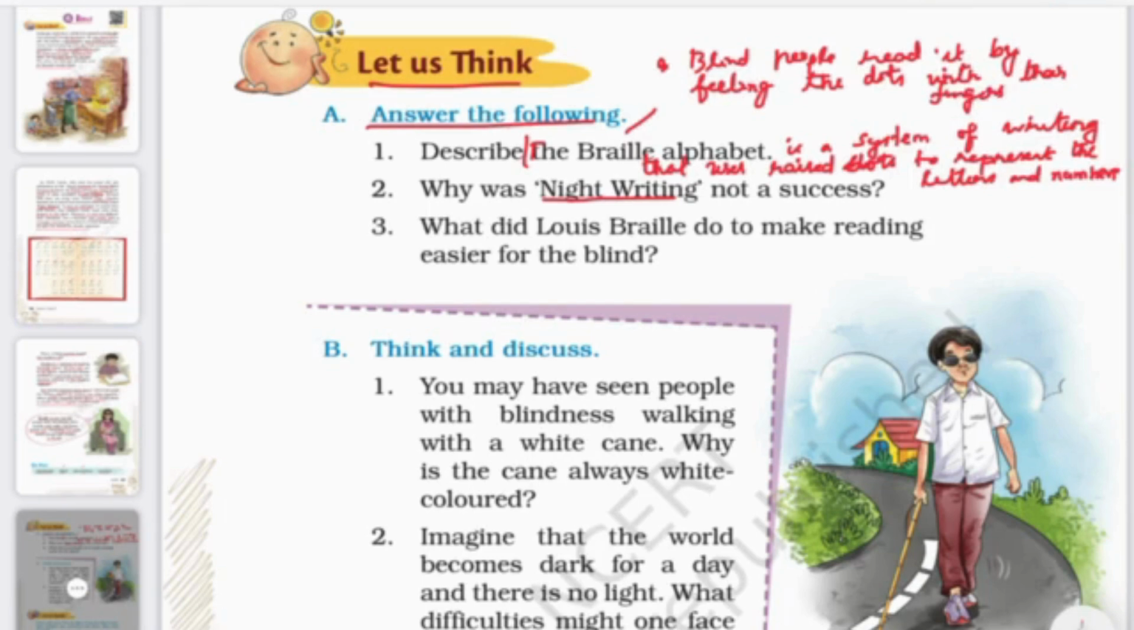Describe the Braille alphabet: the Braille alphabet is a system of writing that uses raised dots to represent letters and numbers. Blind people read it by feeling the dots with their fingers. Next, why was night writing not a success?